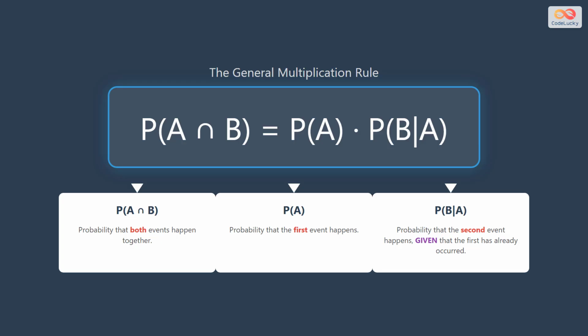Here is the general multiplication rule. To find the probability of A and B, you multiply the probability of the first event, A, by the conditional probability of the second event, B given A. That last term, P of B given A, is the crucial part. It accounts for the fact that A has already happened.